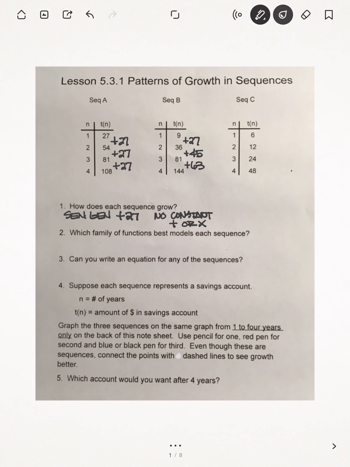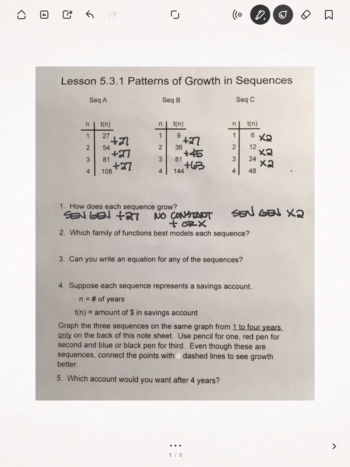My third sequence, if I look right here, I'm going from 6 to 12 and from 12 to 24. If I multiplied 6 times 2, I would get 12, and 12 times 2 would give me 24, and 24 times 2 would give me 48. So my sequence generator in sequence C is multiplying by 2.